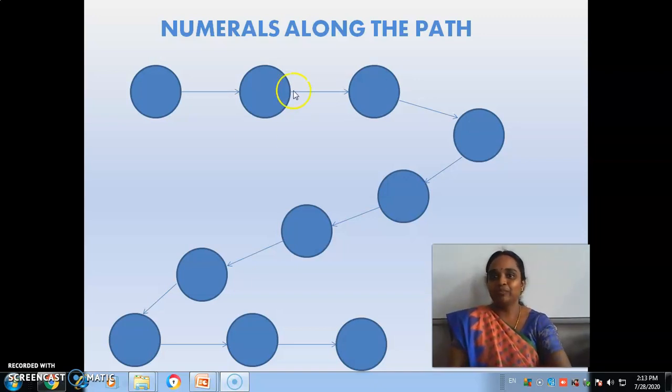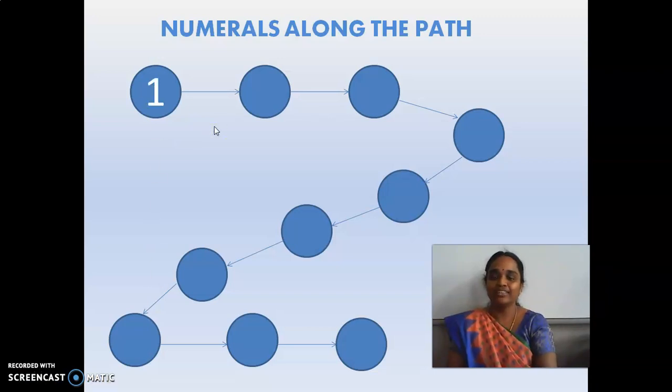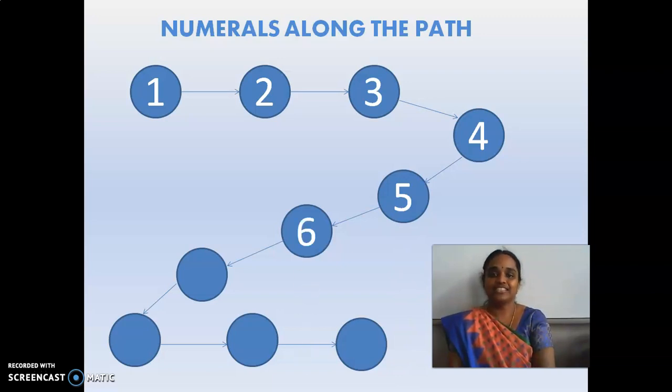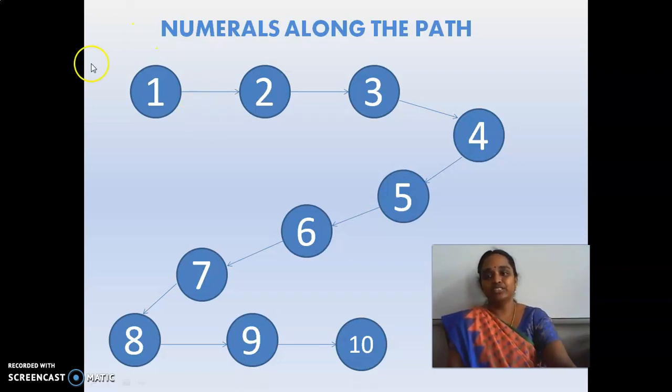Okay, kutties. Chalo. So, numerals along the path. The path is the direction in which you'll have to move. Okay? Yes. So, here we have number 1 coming in. 1 after, 2. 1, 2, 3. You have to write like this. Okay? So, this is how it goes. 3 after 4. 4 after 5. 5 after 6, 7, 8, 9 and 10. Wow, very good. So, we have written from here and we have come like this. 4, 5, 6, 7, 8, 9 and 10.